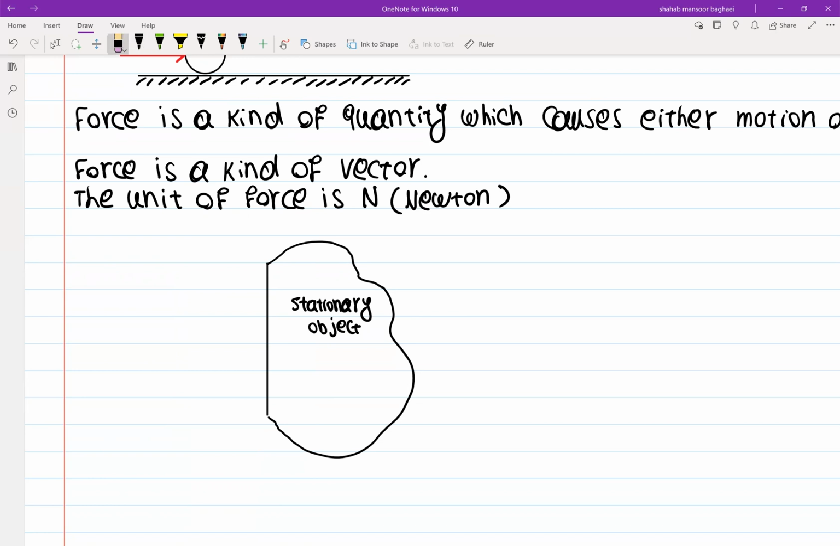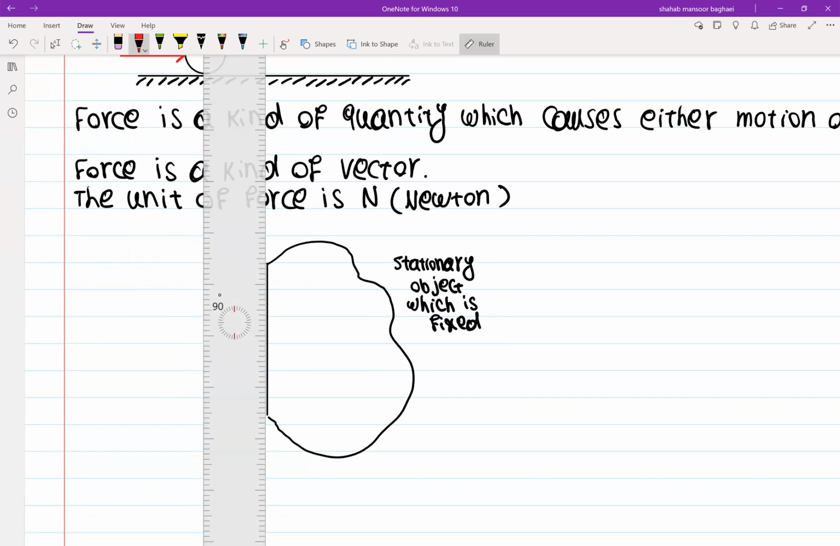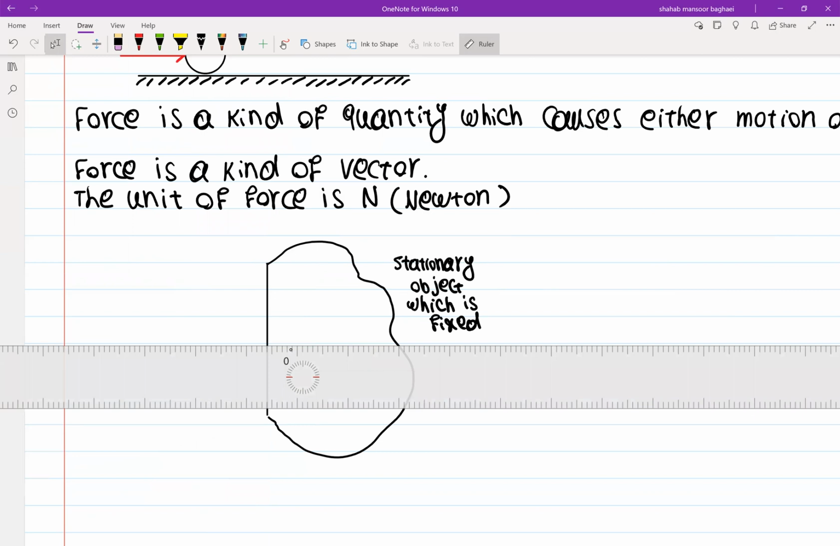And that's fixed. It's completely fixed, like a wall. Imagine it's a fixed wall. If you apply a force here, what do you think? Of course, you cannot move it.